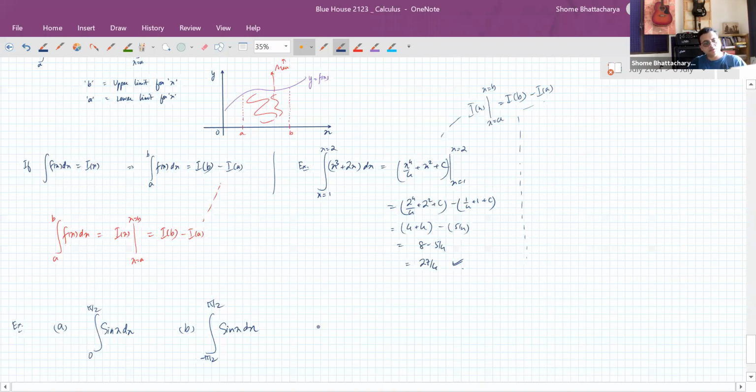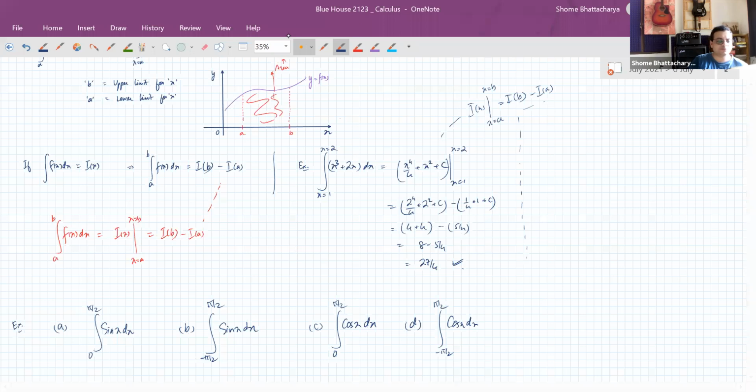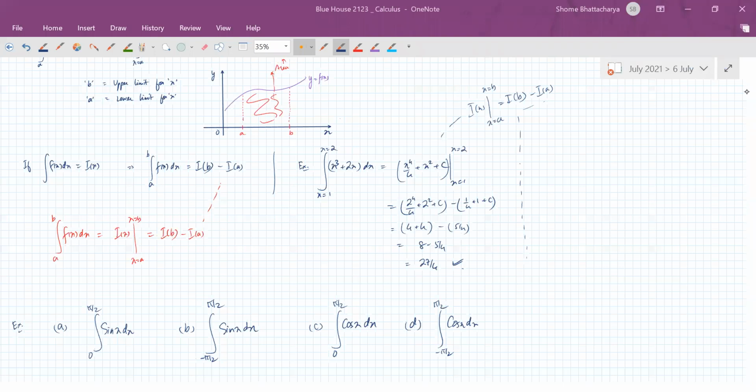And we will follow that up with integration of cos x, again from 0 to pi by 2, and again cos x, but from minus pi by 2 to pi by 2. So once you get the idea of what to do here, try and work out one of the integrals yourself. You'll see the others follow a similar pattern. Should be quite easy and fast for you to work it out. Finish writing down the above part, then you can come back to this.